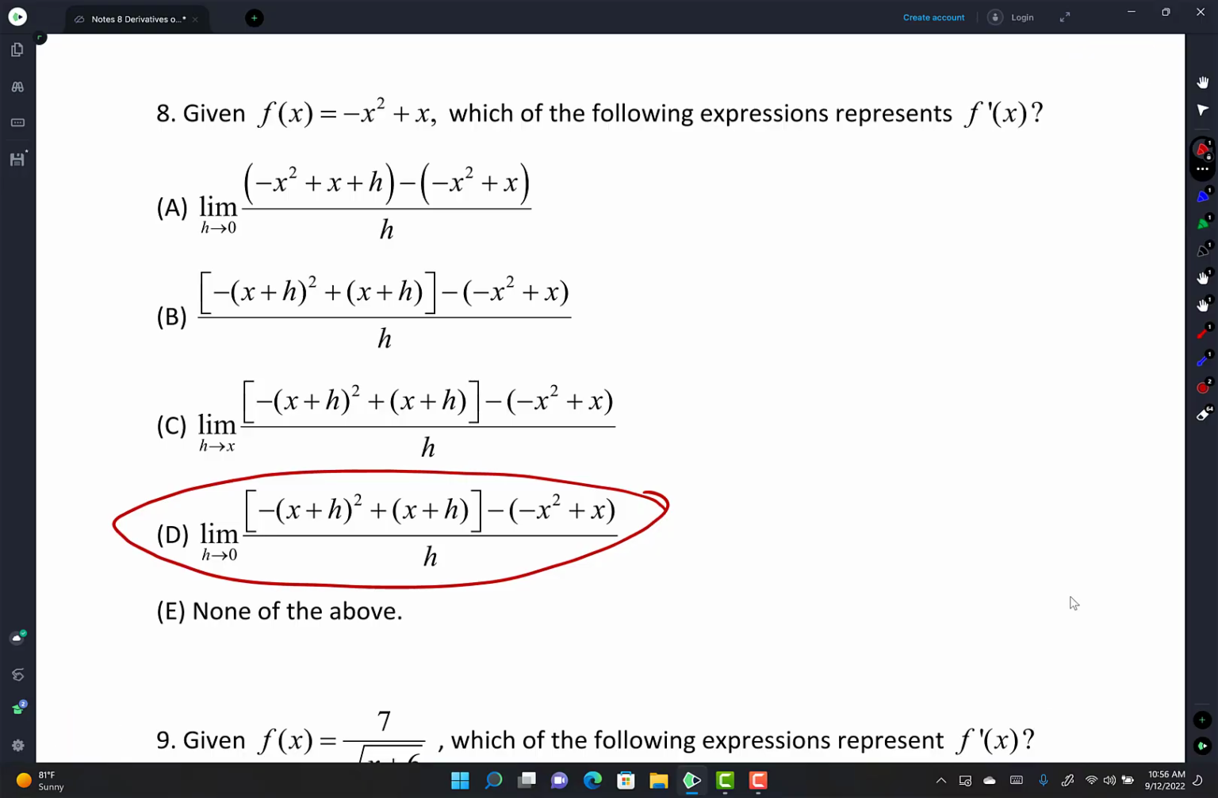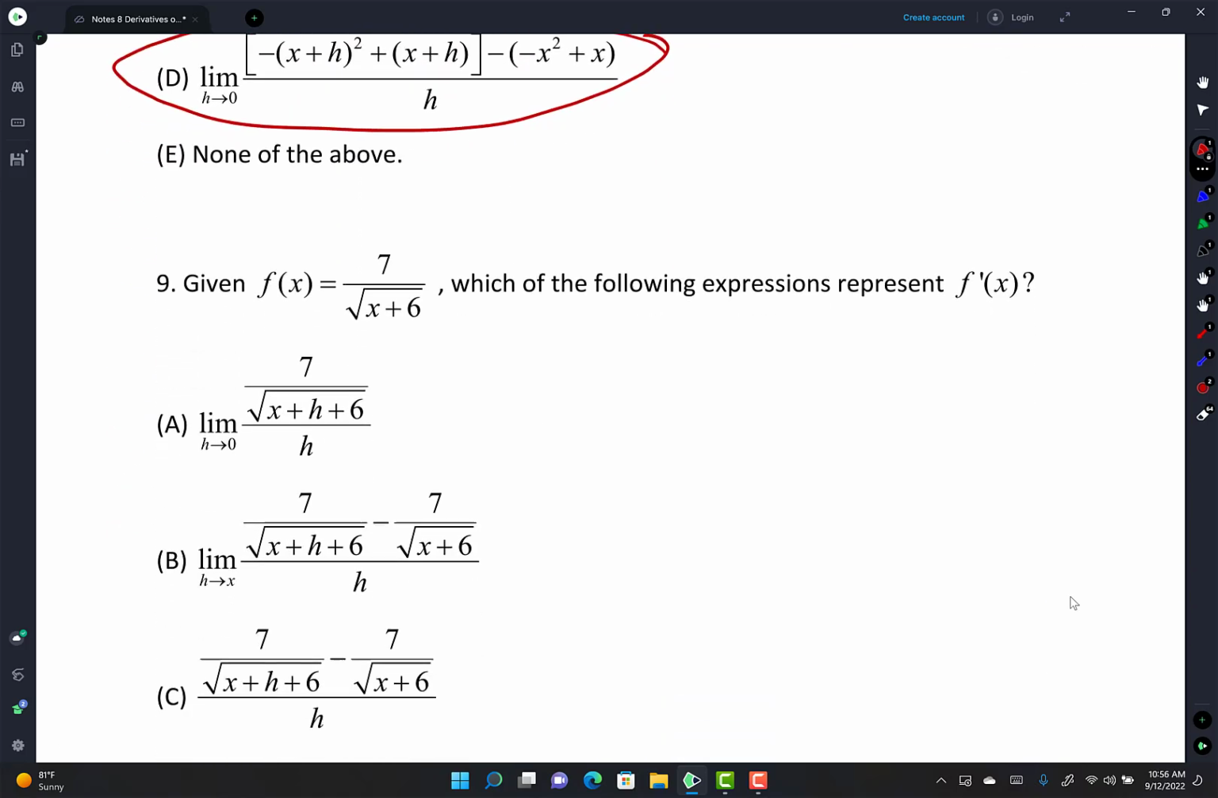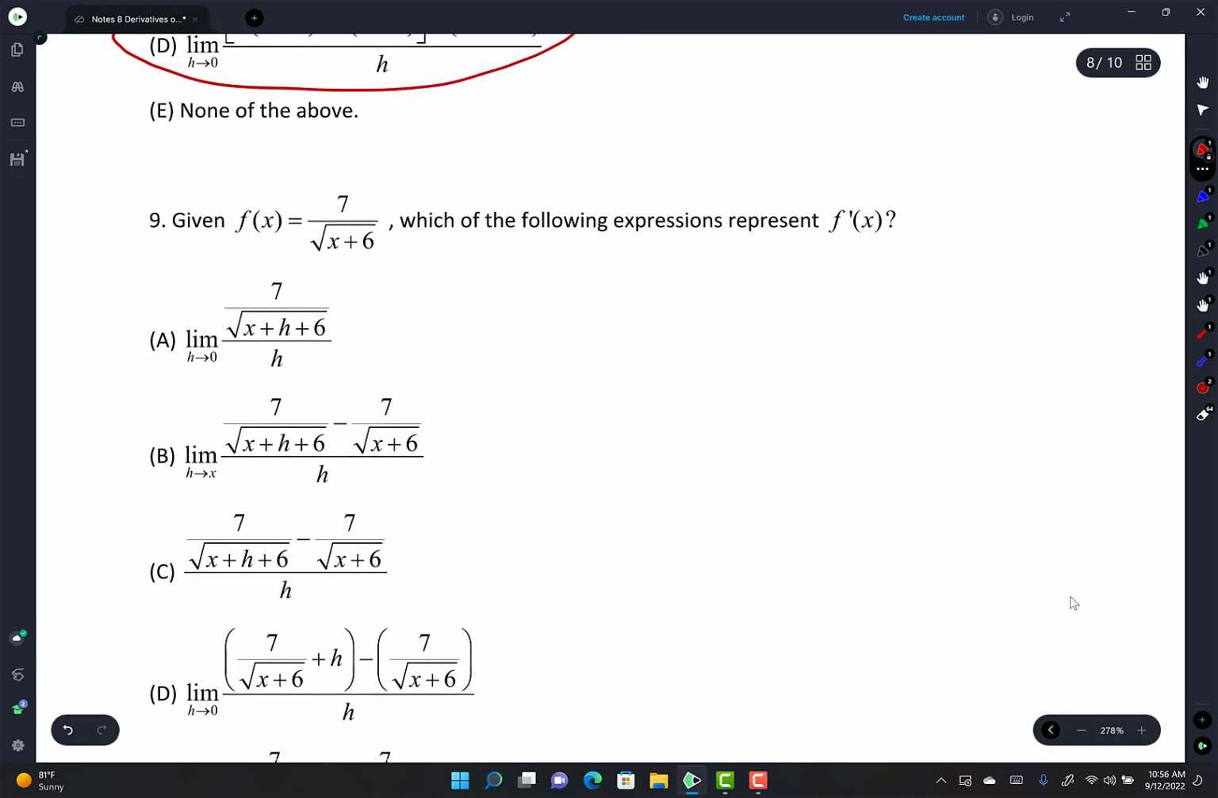Why is it not B, guys? Because it's missing the limit. Why is it not C? Because we're approaching 0. Perfect. It's approaching X. Go to number 9. Same deal. See if you guys can figure it out.